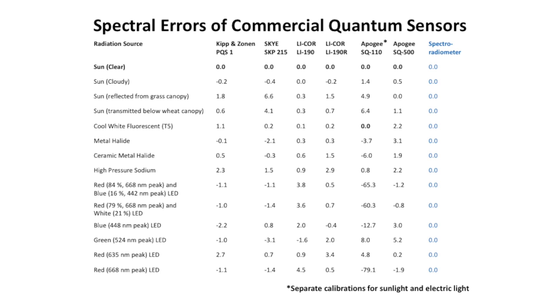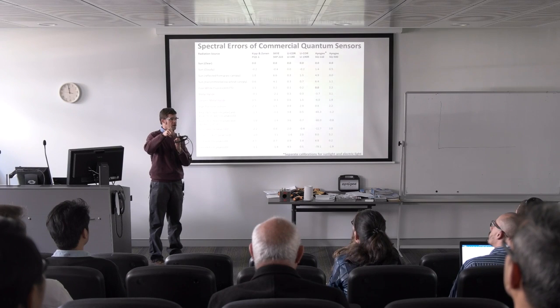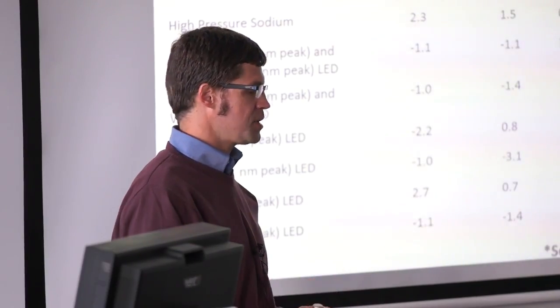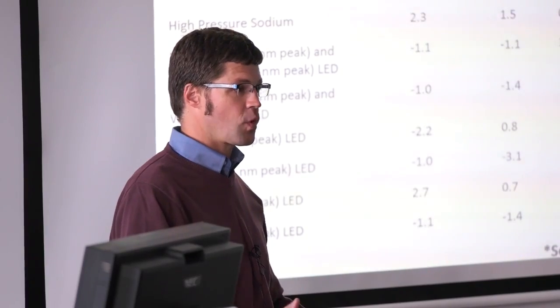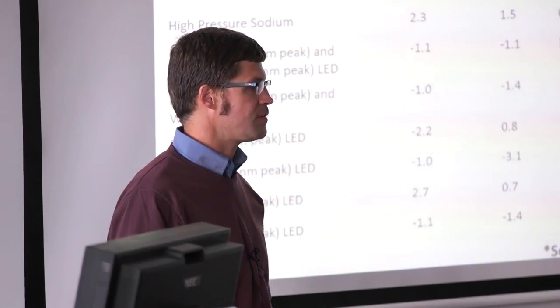So we've got sun spectrum on a cloudy day, a sun spectrum that's reflected from a grass canopy. So you can actually, in addition to measuring incoming radiation, for some applications you might want to invert the quantum sensor like this and measure reflected radiation from the plant canopy. If you have a measurement of incoming radiation and a measurement of reflected radiation, it tells you how much of the photosynthetic radiation is being absorbed by the plants at the surface.